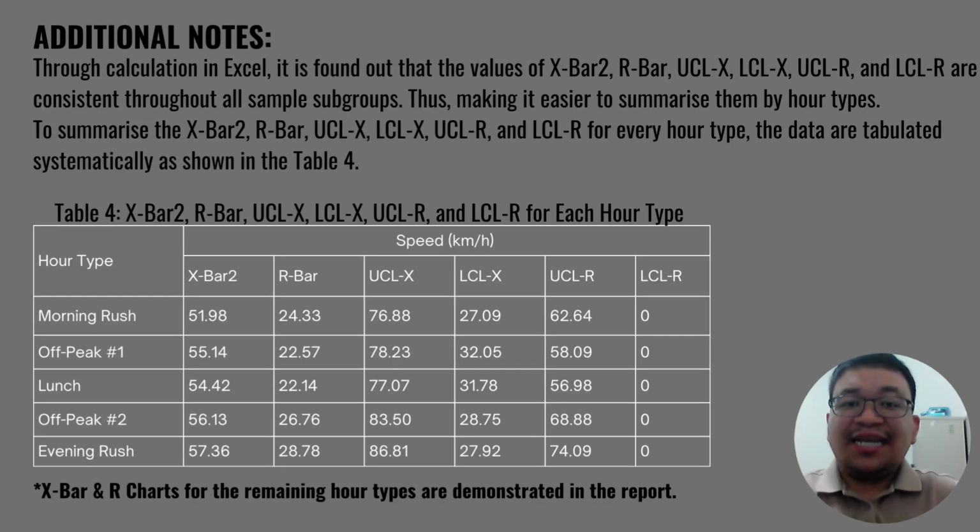It is interesting to note that through calculation in Excel, it is found that the values of the X double bar, the R bar, the UCLX, the LCLX, the UCLR, and the LCLR are consistent throughout all the sample subgroups, thus making it easier to summarize them by hour type. Therefore, the data are tabulated systematically as shown in Table 4. Another thing to note is that the X bar and R charts for the remaining hour types are demonstrated in the report.